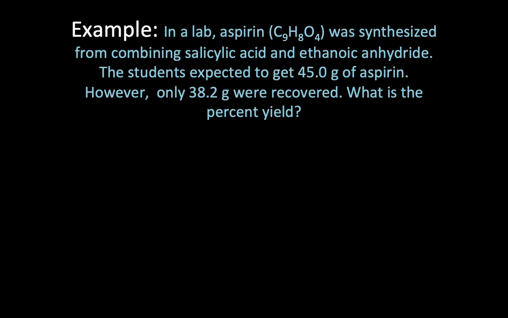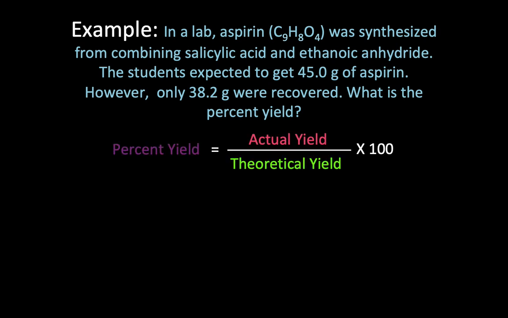Now let's look at a chemical example. In a lab, aspirin, C9H8O4, was synthesized from combining salicylic acid and ethanoic anhydride. The student expected to get 45 grams of aspirin, however, only 38.2 grams were recovered. What is the percent yield? Here's our equation. Now we need to figure out which things go in which places. All right, so we write our equation here, and now we need to figure out what goes on top, what goes on bottom.